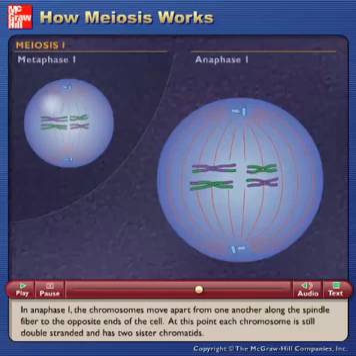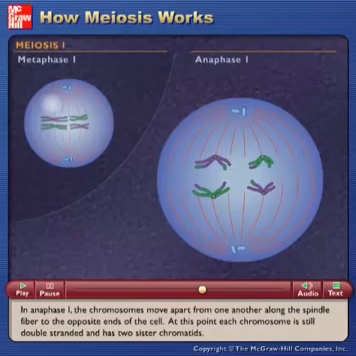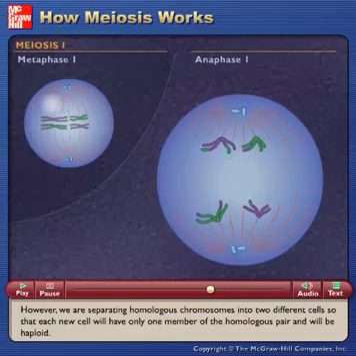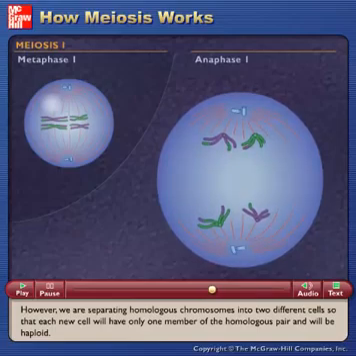In anaphase I, the chromosomes move apart from one another along the spindle fiber to the opposite ends of the cell. At this point, each chromosome is still double-stranded and has two sister chromatids. However, we are separating homologous chromosomes into two different cells, so that each new cell will have only one member of the homologous pair and will be haploid.